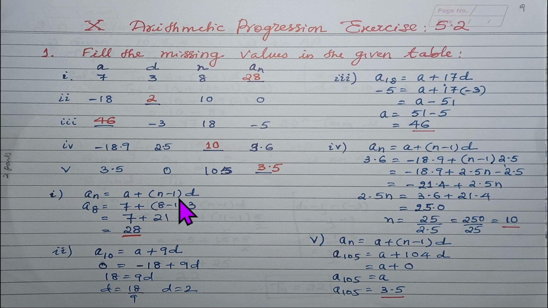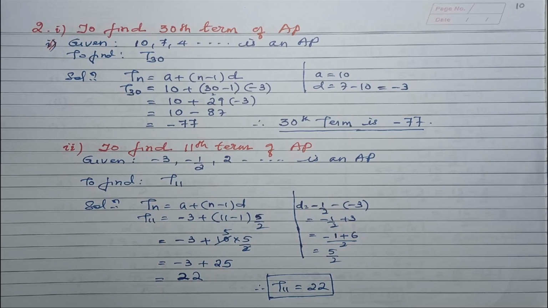Now coming to the fifth example, we have to find an, and the formula for an is equal to a plus (n minus 1) into d, and we have been given n as 105. a105 is equal to a plus 104d, a plus d is 0, therefore a plus 0, therefore a105 is equal to 3.5. So these are the 5 examples in this table which we have found out. A very simple method of finding by using the general formula Tn is equal to a plus (n minus 1) into d, or an is equal to a plus (n minus 1) into d, and please remember that.